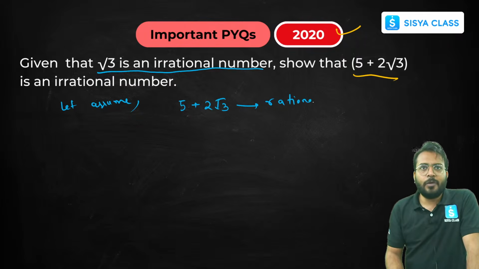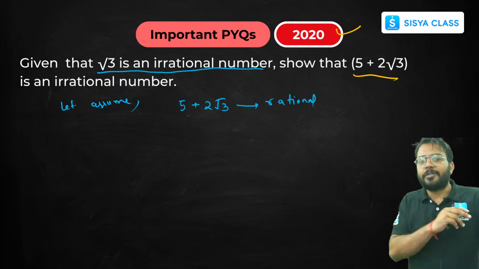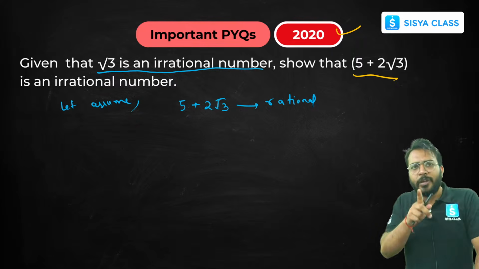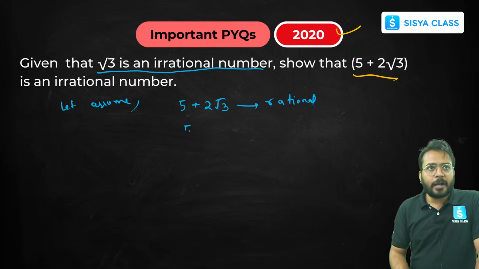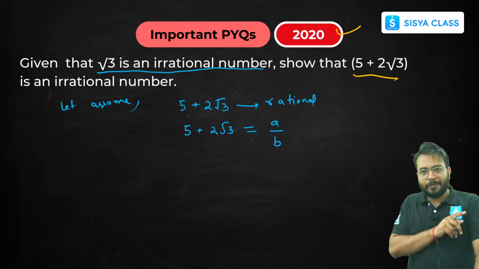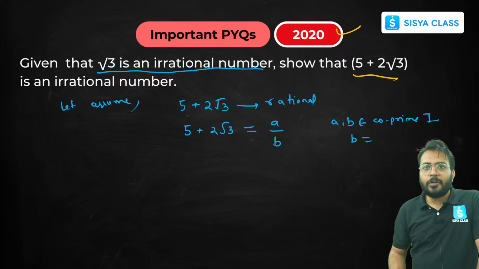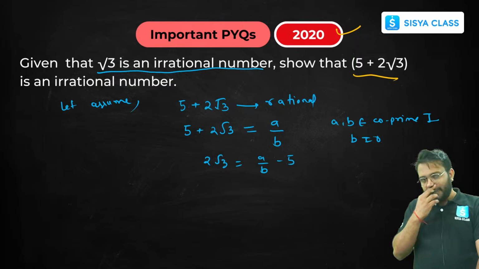Why? Because I told you that real numbers can be classified only into two forms, rationals and irrationals. If it is not irrational, it is going to be rational, and if it is rational, it has to be in the form of A by B. Why? Because all the numbers that can be written in the form of A by B, where A and B are co-prime integers and B is not equal to 0. So that means 2 root 3 can be written as A by B minus 5.